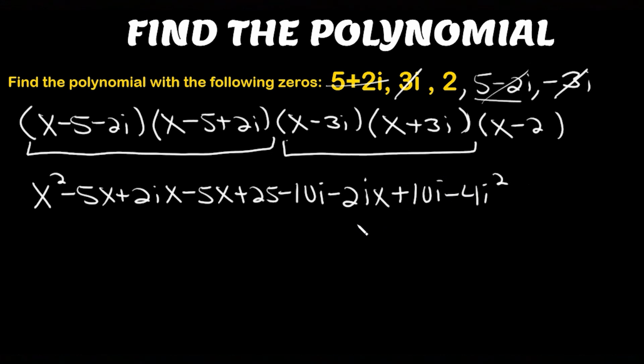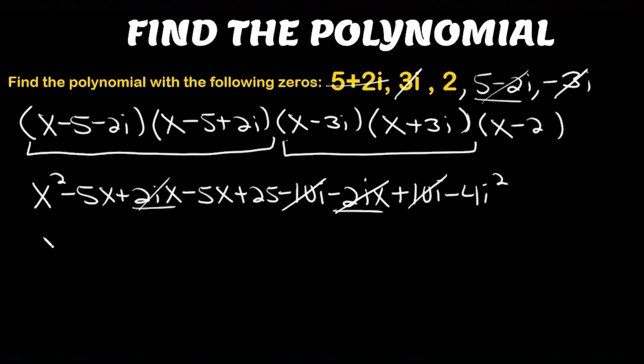This is a big mess right now, but it's going to simplify down pretty nicely. So for example, I have a positive 2ix right here and a negative 2ix. That's going to cancel out, okay? Then I have a negative 10i and a positive 10i. That's going to cancel out, okay? Let's work on combining like terms now.